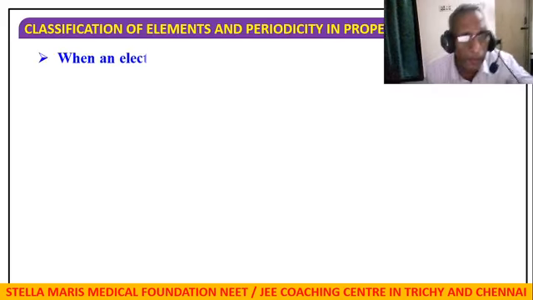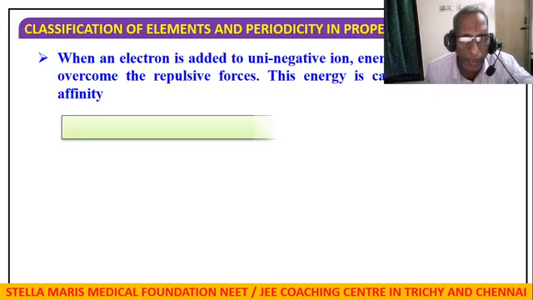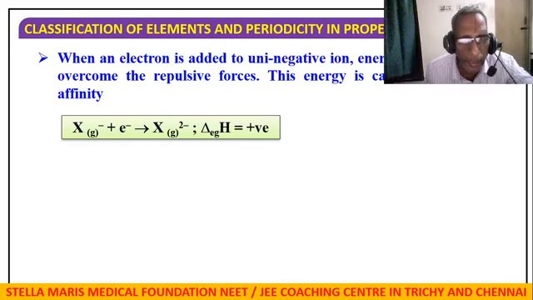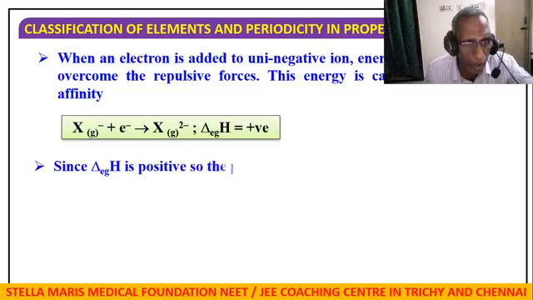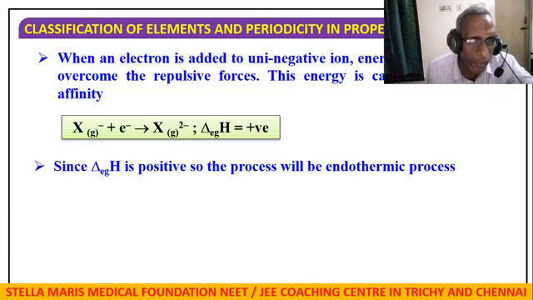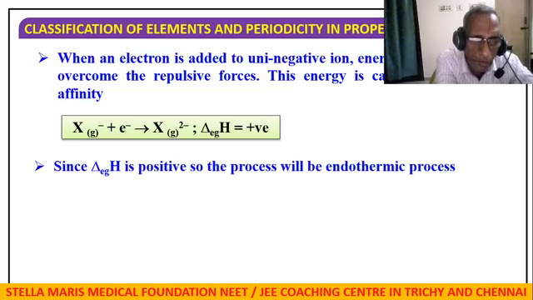So when an electron is added to a unit negative ion, energy is absorbed. X minus is unit negative. The electron is negative. Both are negative charges. Like charges repel each other. You have to supply energy against the repulsive force. That is why second electron gain enthalpy is positive. So first electron gain enthalpy is negative.